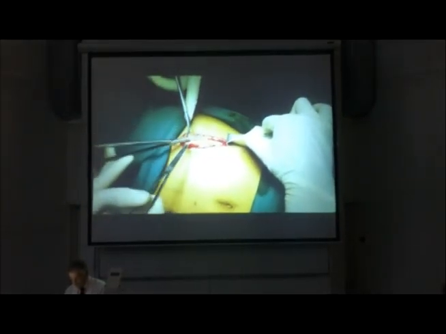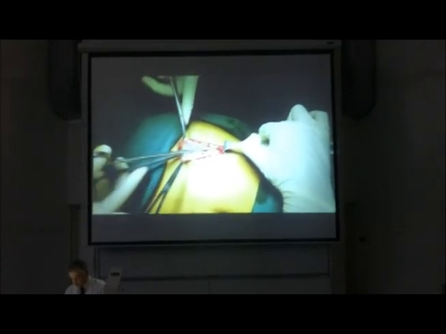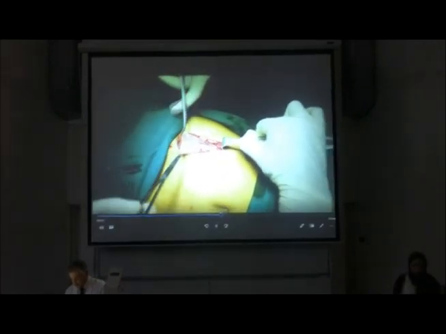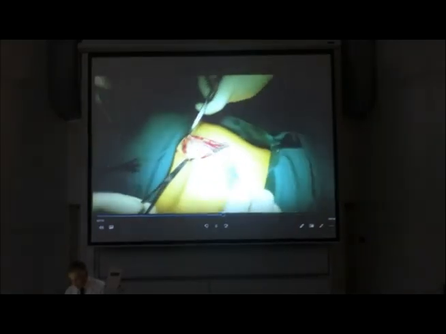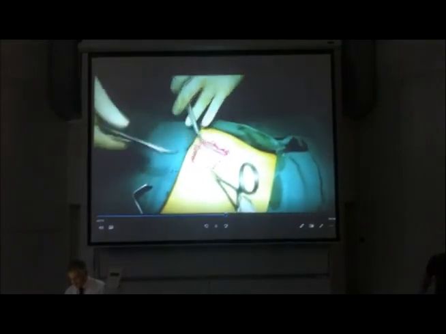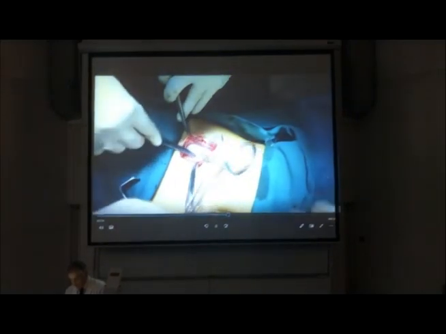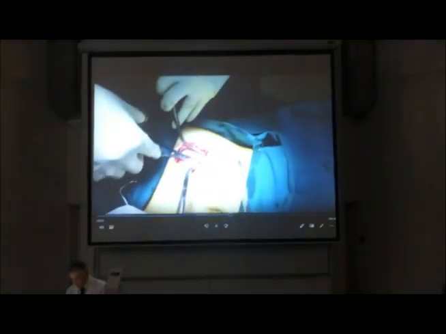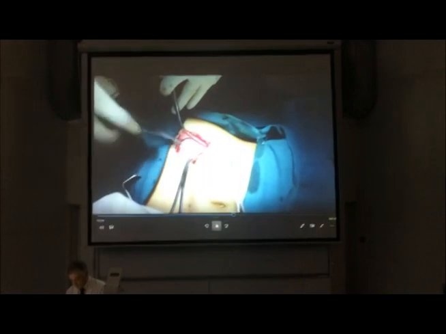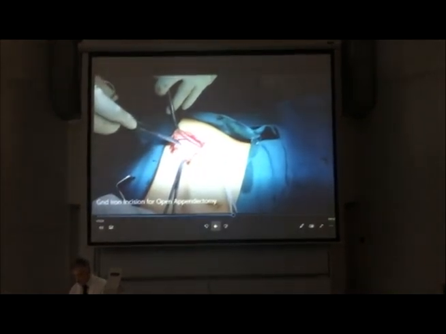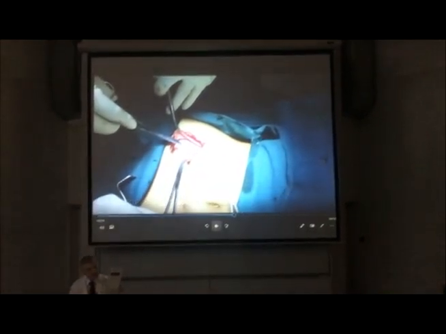And you start to see the muscles. You can see the red muscles here, which is the external oblique. Now, we should not cut the muscle, because if we cut the muscle, we have to suture it. And it heals with scar tissue, fibrous tissue, and becomes weak.